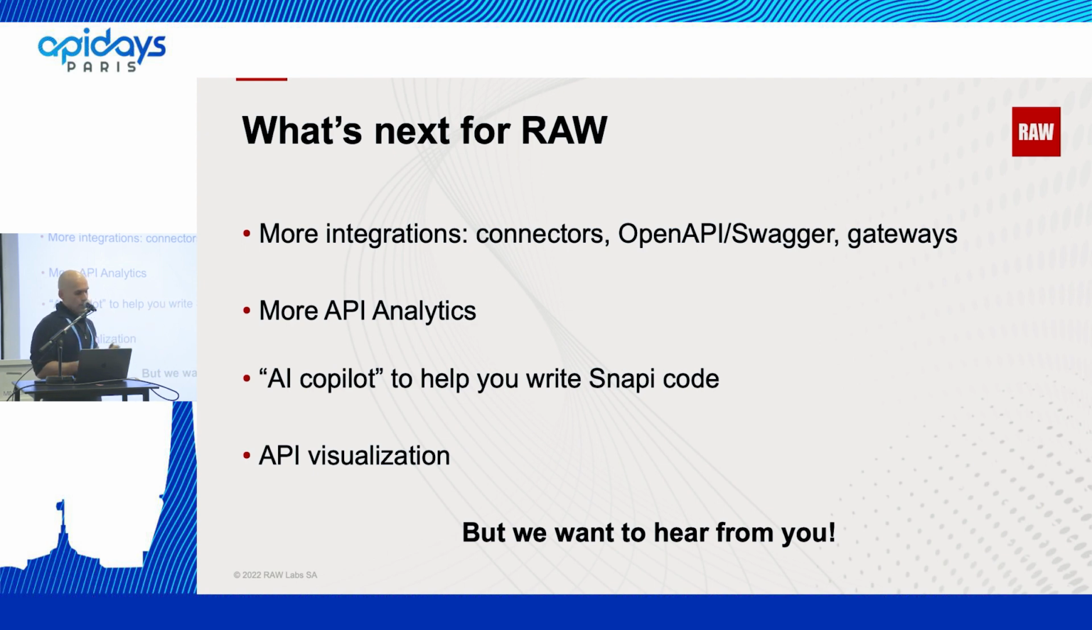Something that has been talked about very recently, right? These API AI copilots to help you write snappy code. We've actually done experiments on that, extremely promising. And more API visualization tools, where we look at the code, but we give you a visual representation of what's going on as well. So those are just some of the ideas, right? But again, we want to hear from you.